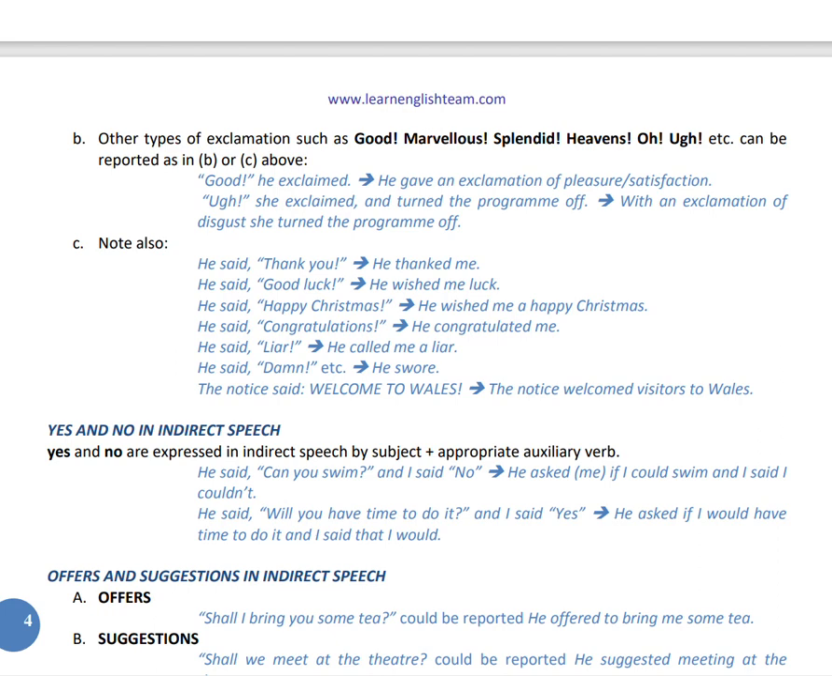Also, note also, he said thank you. He thanked me. He said good luck. He wished me luck. He said happy Christmas. He wished me a happy Christmas. He said congratulations. He congratulated me. He said liar. He called me a liar. He said damn. He cursed. The notice said, "Welcome to Wales." The notice welcomed visitors to Wales.